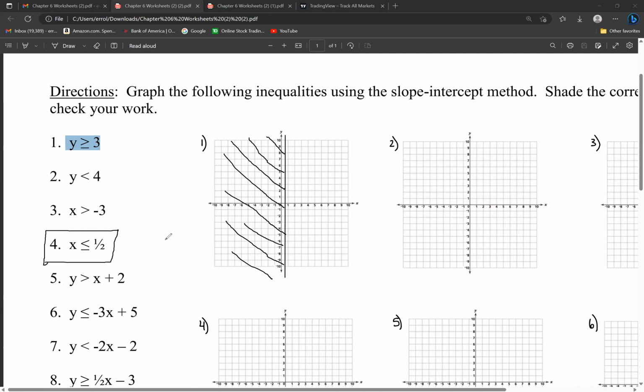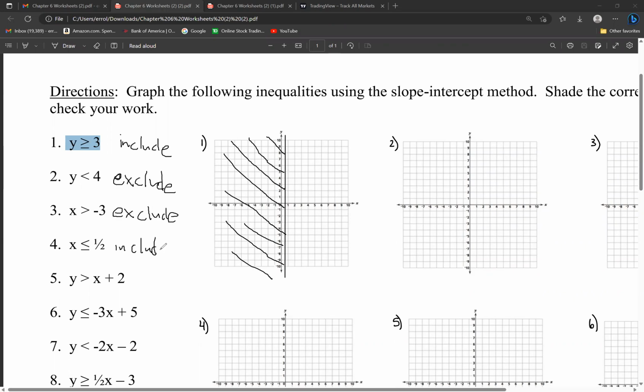Include the line. Include, exactly. So number 1, does that include or exclude? Y equals 3. Include. So this one would exclude. 3, include or exclude? Exclude, yeah. All right, 4 includes.